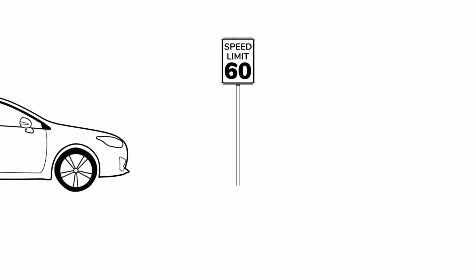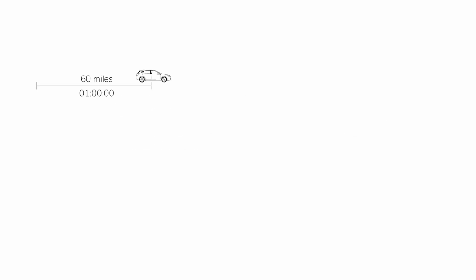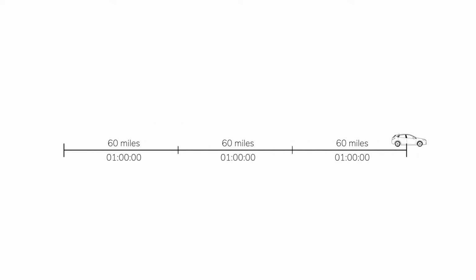For example, if a car is moving at a constant speed of 60 miles per hour, then if the car drives for an hour, it will have traveled 60 miles. The nice thing about constant speed is that it scales. If you want to figure out how long it would take to travel 180 miles, you could just divide that distance into 60-mile sections, each of which would take 1 hour, for a total travel time of 3 hours.